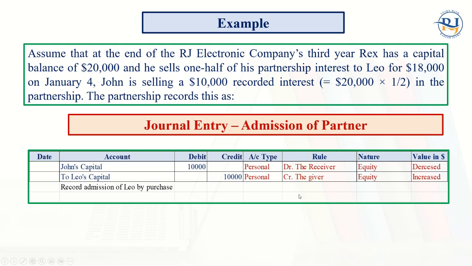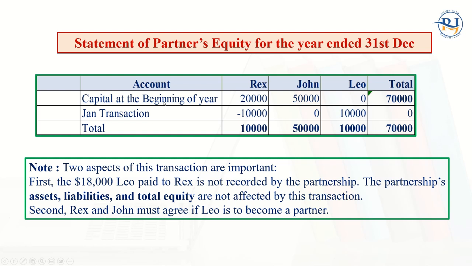Okay, so now in this case, what will be the statement of partners' equity for the year ended on 31st of December? We know that there were two partners, Rex and John. Rex was having $20,000 at the beginning and John was having $50,000. And the new partner that has come into the business is Leo. So Leo has entered into the business, but in this case, what happened? Leo has bought 50% share of Rex. It means the $10,000 will come under Leo's capital, and $10,000 is reduced in Rex's capital, because Rex has sold his own share to Leo.